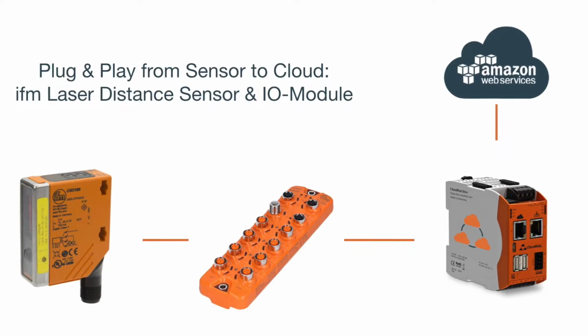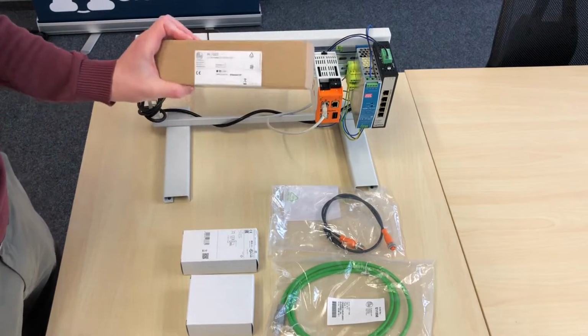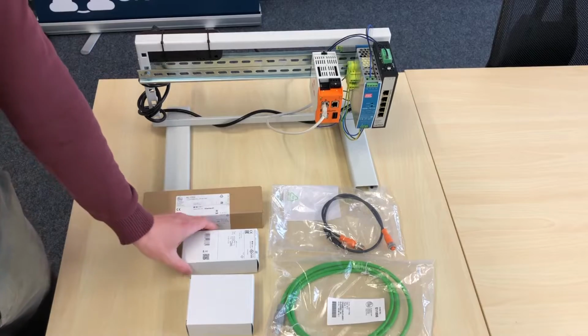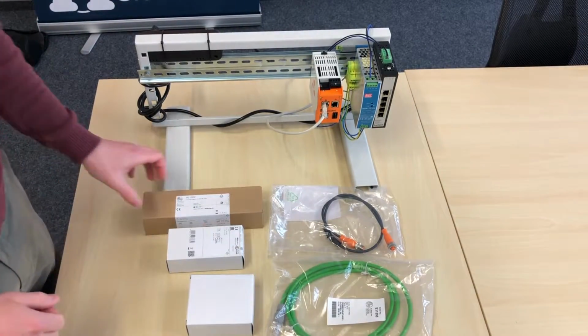In this video, we'll connect an IFM laser sensor with AWS. And this time, we will work with brand new devices to prove that CloudRail can handle them fully automatically. It's really plug and play.